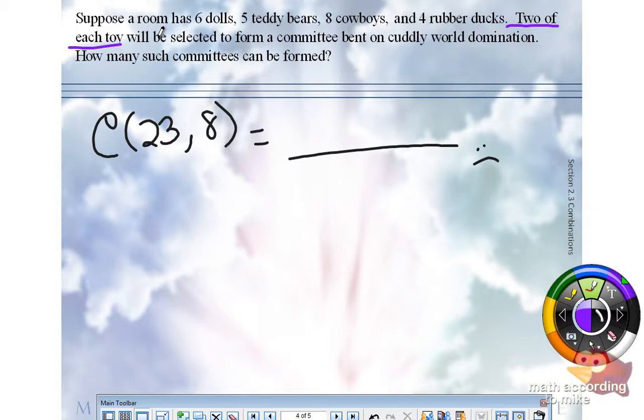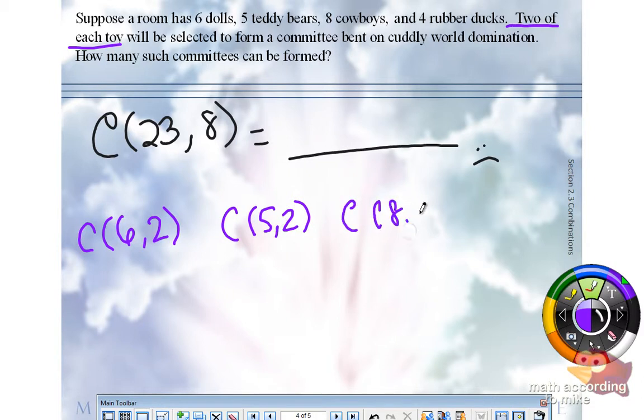Okay, so let's talk about how do we pick 2 from each group. Go ahead. Good. So out of the 6 dolls, we're going to pick 2. Out of the 5 teddy bears, we're going to pick 2. Out of the 8 cowboys, we're going to pick 2. And out of the 4 rubber ducks, we're going to pick 2. Good. So this gives us 4 numbers here. What do we do with those 4 numbers?